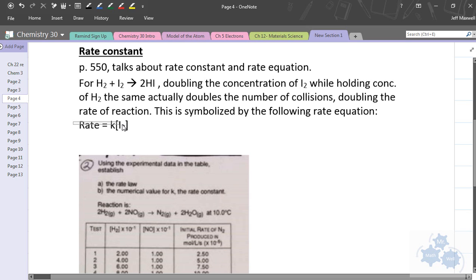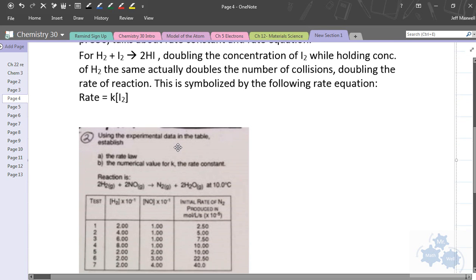Now, what this is saying is that the rate is equal to some constant, or you could say it's proportional to the concentration of I2. So the rate is affected somehow. In this case, k is the rate constant. Now, we don't know what the rate constant is, but what we know is that the rate is affected by the concentration of I2. That makes sense.